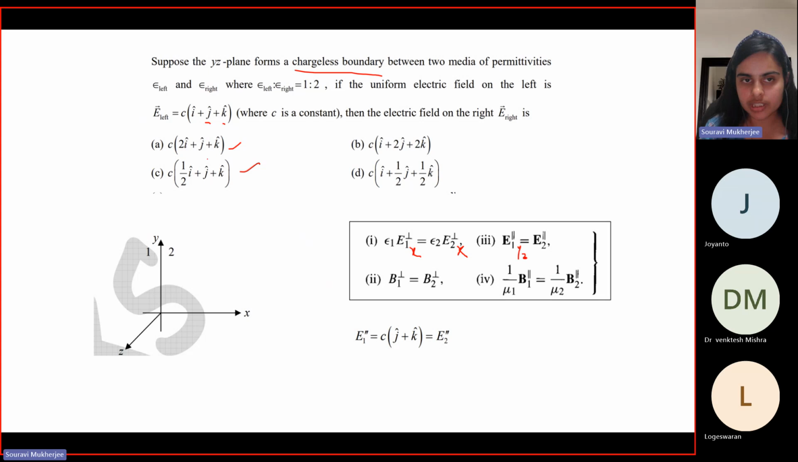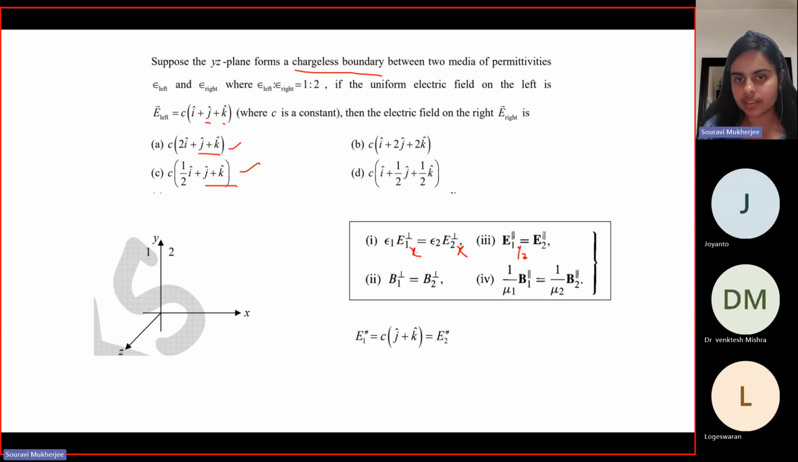Any of the two options, based on the first condition, which says that the parallel components should be equal. That means Y and Z. Parallel means parallel to the interface. The interface is the YZ plane. So the Y and Z components should be equal to what is there on the left, right? So this means any of the two.